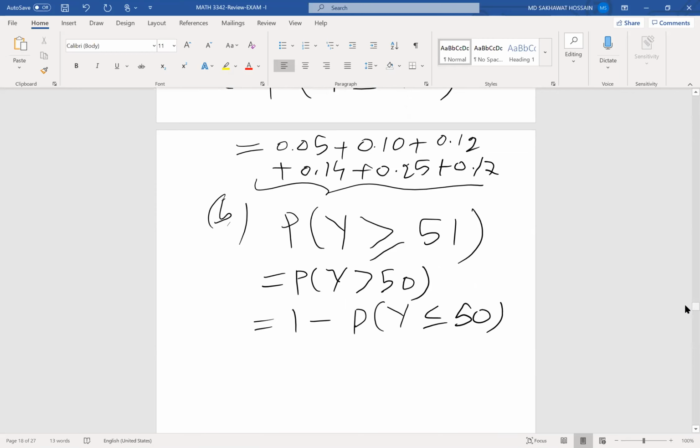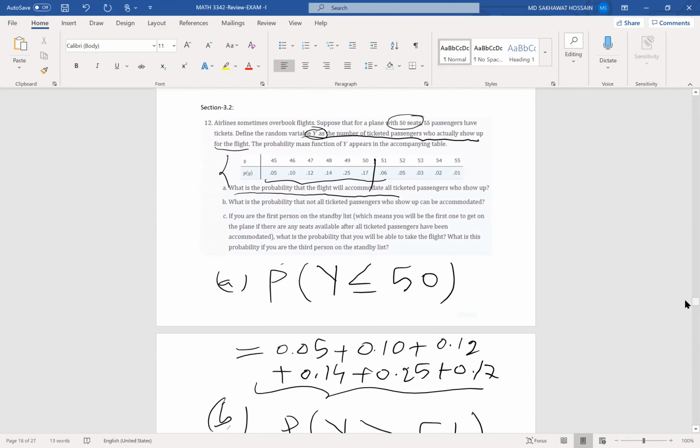Whichever is convenient to you, you can do that. Okay, so part C is a really interesting question. If you are the first passenger on the standby list, which means you will be the first one to get on the plane, that means you will be the first one to get on the plane if there are any seats available after all ticketed passengers have been accommodated.